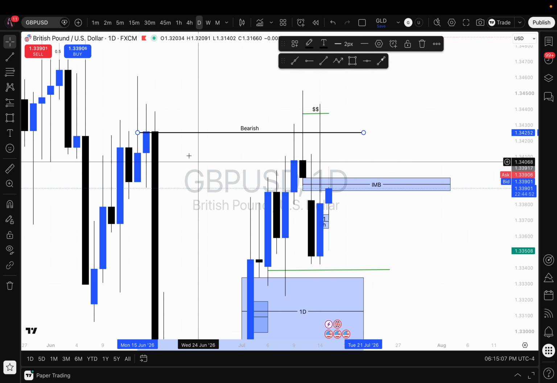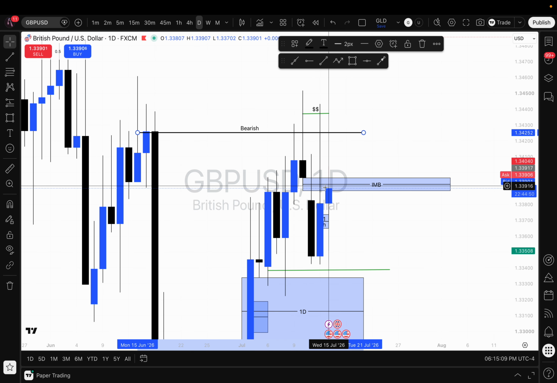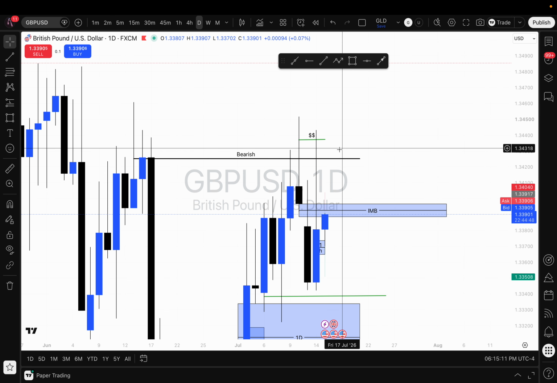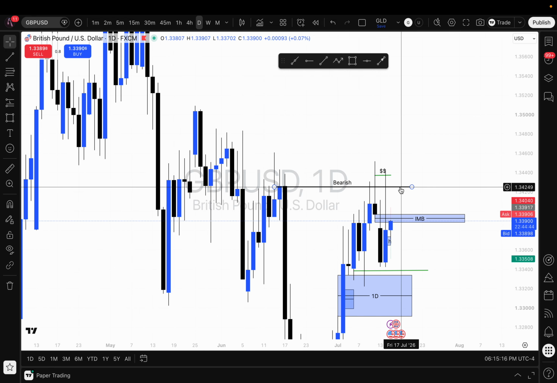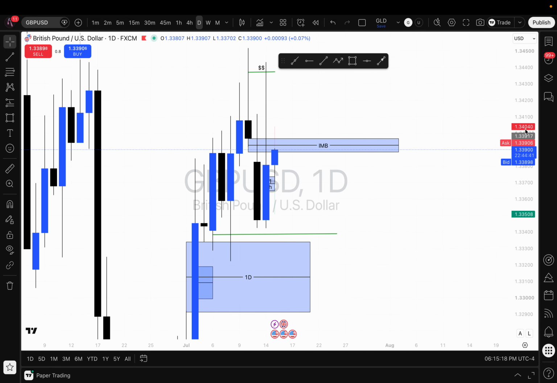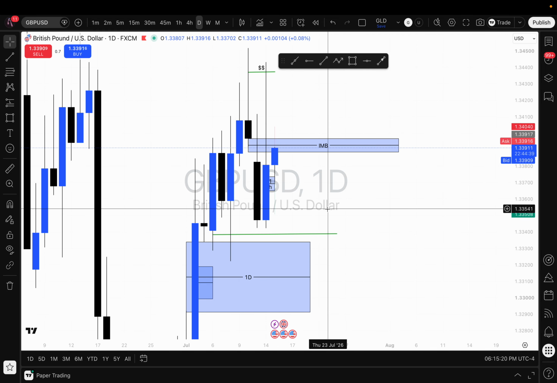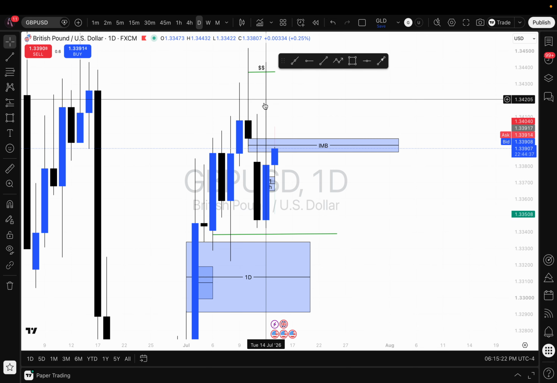If these candles right here, or even if this does come up, if they come above and close above, all right, then that's a change of character. We might be shifting in the market from bearish to bullish. But as of now, I still want to be bearish. That's my bias. Then we have these large retracements on the day.